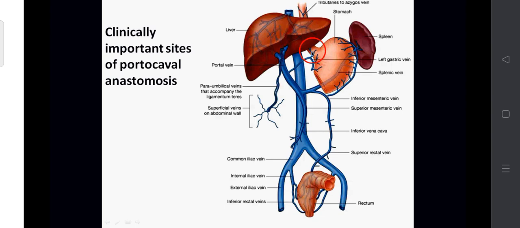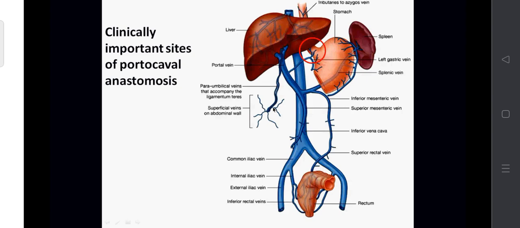If the pressure rises further, this can rupture. These anastomotic veins are lying within the submucosa, and this may rupture, leading to bleeding into the esophagus, and from here this blood may come out through vomiting, a condition called hematemesis.